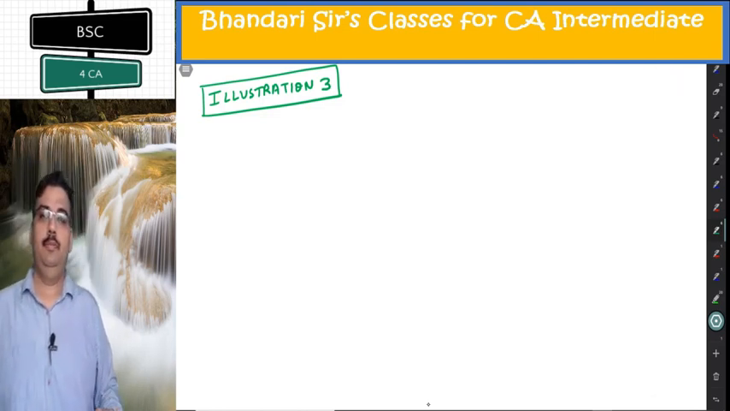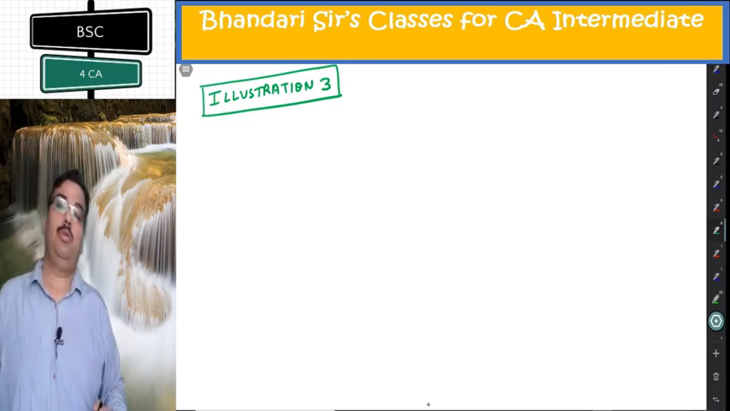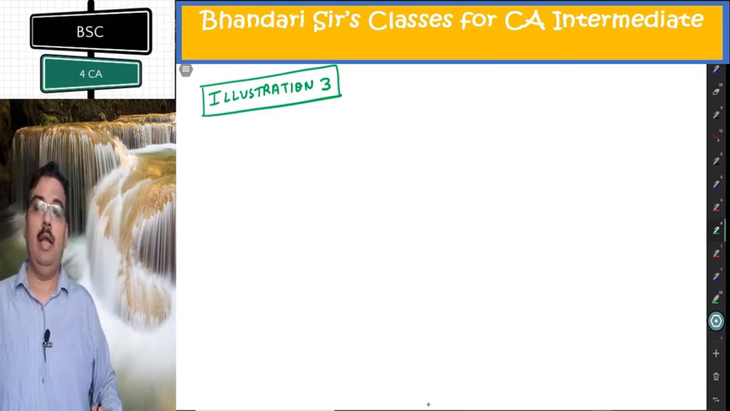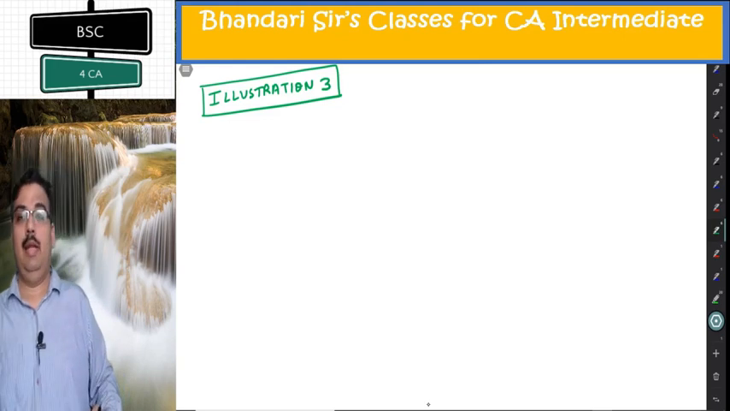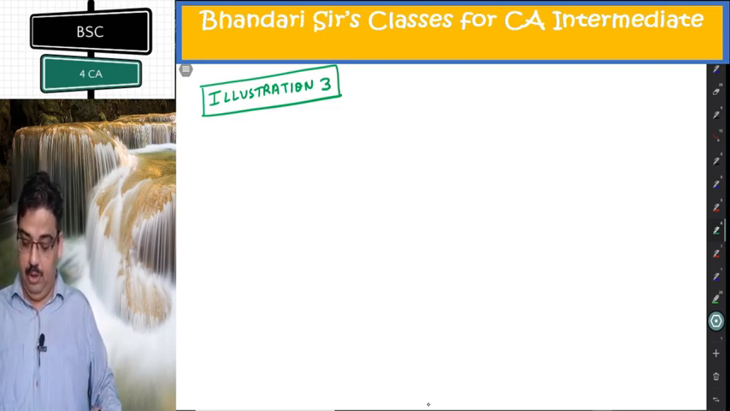Hello friends, so I continue with the questions from process costing. I start with illustration number 3 of your ICI module. Again it is a normal standard question. It is carrying two processes. After the second process there will be a finished goods stock, out of which a few units are sold and a few units are kept as closing stock.